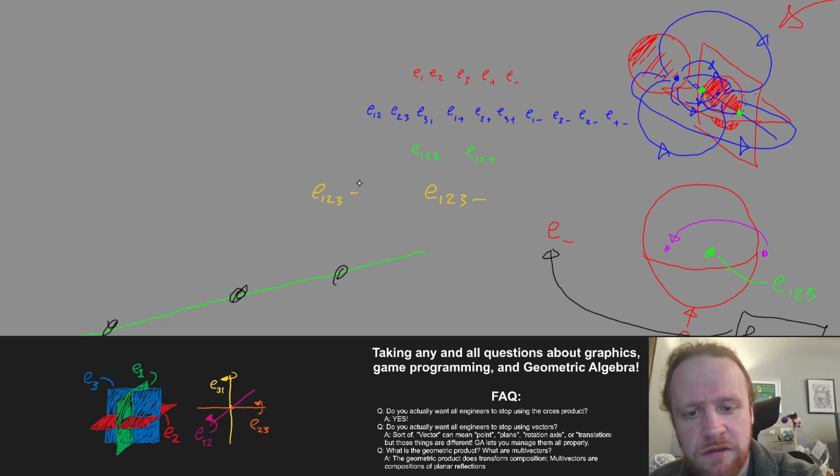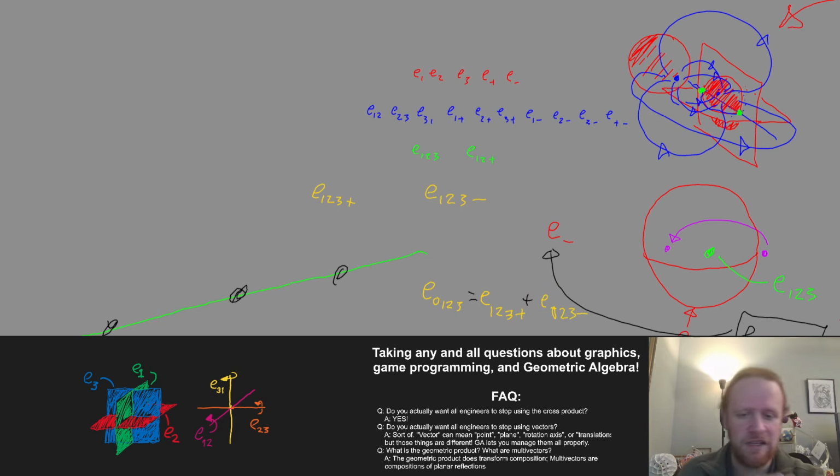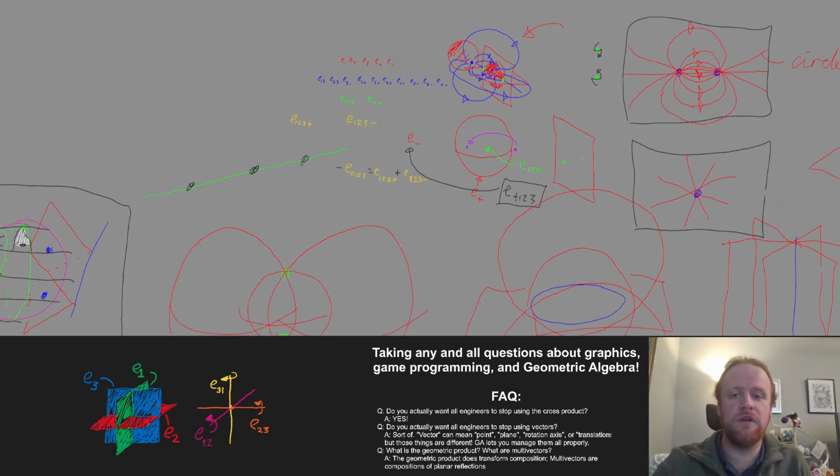E123 plus, E123 minus. The other one that's really important is E0123. It's not a basis quad vector, but the point is that E0123 is the pseudoscalar of PGA, and it can be written as E123 plus minus E123 minus. Yeah, it's the negative, so there you go. That is the point at infinity, preserved by Euclidean transformations, which is the part of conformal geometric algebra that's isomorphic to projective geometric algebra.